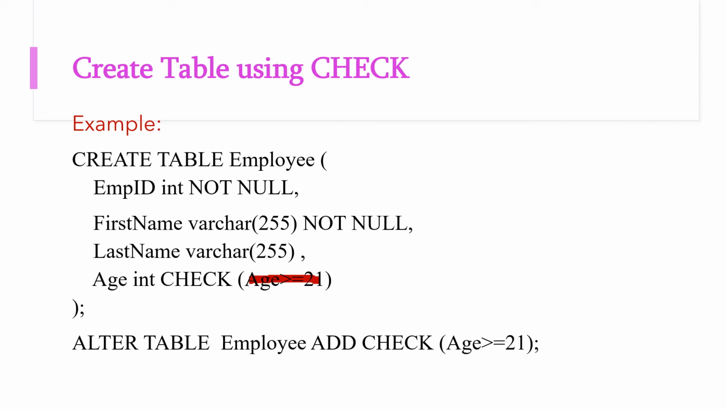If I have not added this check constraint while creating the table, then after creating the table I can alter this table by adding the check constraint. So the syntax is: alter table employee add check, this is the keyword, and age greater than or equal to 21.